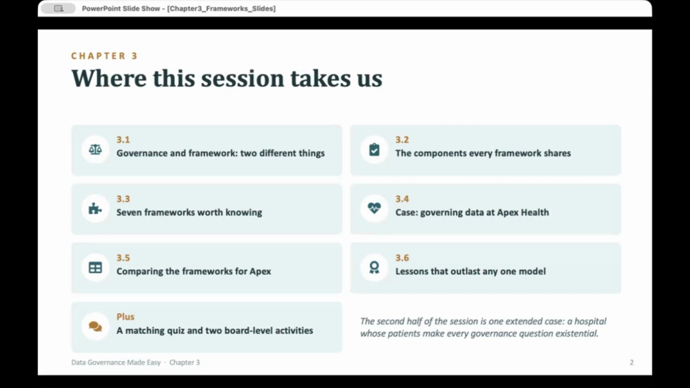To be able to understand data governance frameworks, we can't do it in a vacuum. So we apply it to a hospital called Apex Health that focuses on providing healthcare in Ghana for parliamentarians, politicians, and the presidents. You can imagine the level of security that's needed in such a hospital. That would be a very interesting case for us to understand.